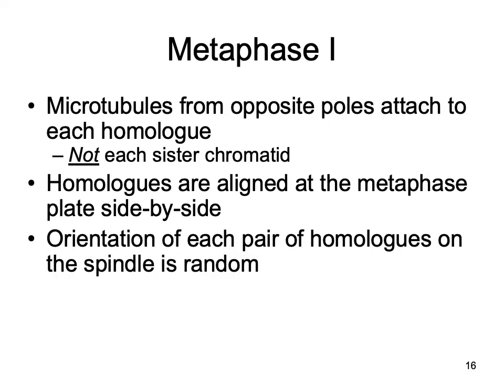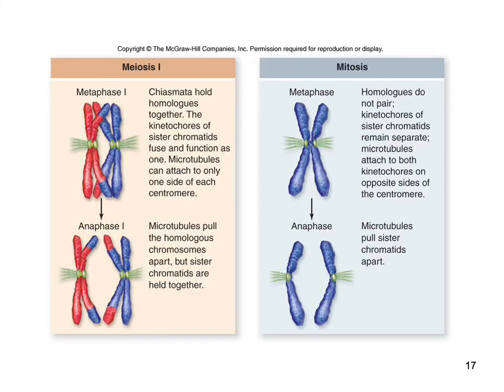So the orientation of each pair is going to be random. And what that means is when they're at the metaphase plate in the center, some of the red ones will be facing the left pole and some of the bluish ones will be facing the red pole. And then for the next tetrad, it may be the opposite. So when they get split apart, you get some of each combination going to separate poles.